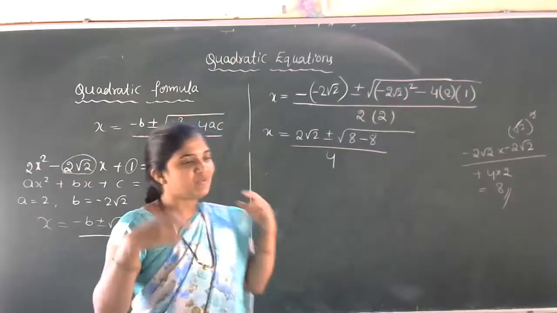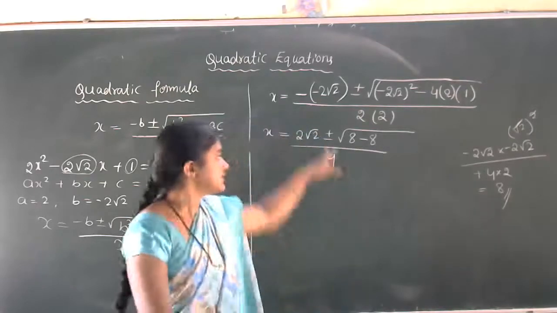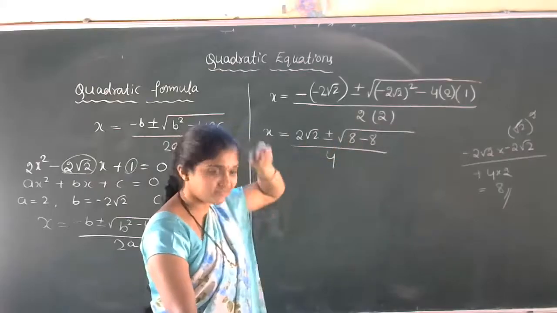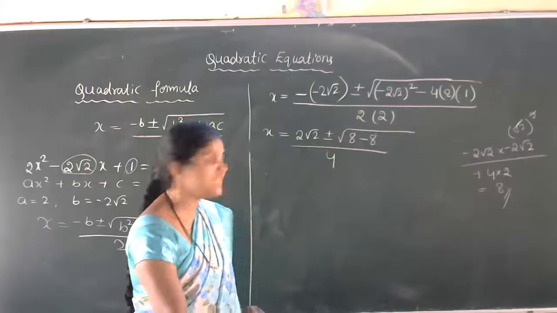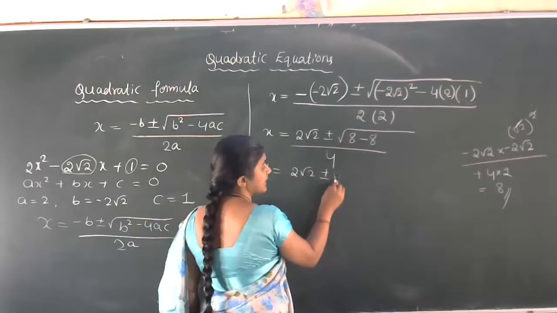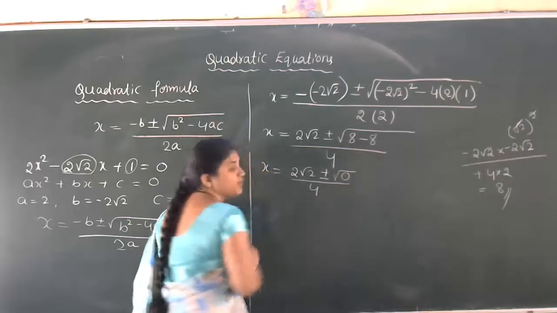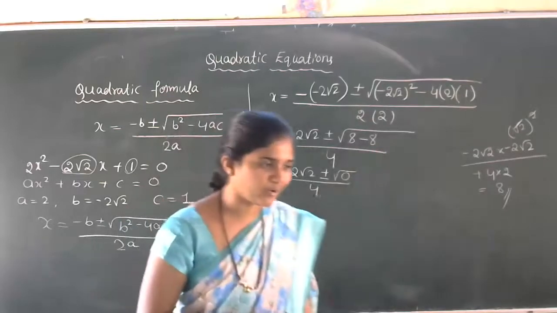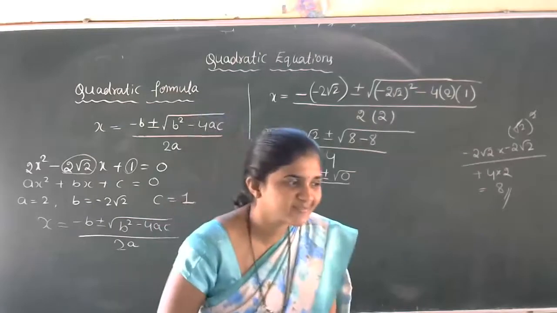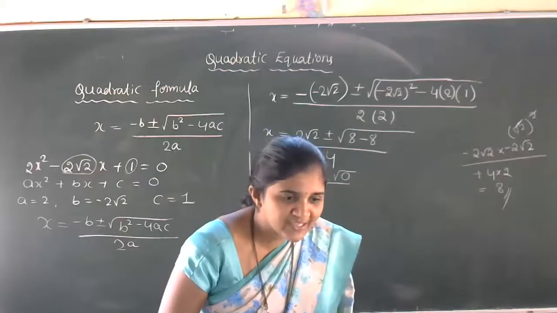Now we got one more different situation. What are you observing actually? Inside the square root, we will get 0. Then x is equal to 2 root 2 plus or minus square root of 8 minus 8, which is 0, divided by 4. Now we are facing one more type of situation. Not a problem. Square root of 0 is? Square root of 0 is 0 only.